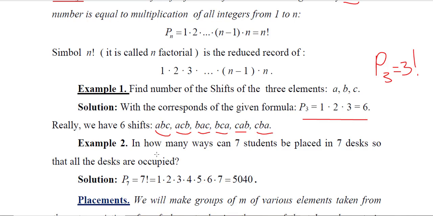Example number 2. In how many ways can 7 students be placed in 7 desks so that all the desks are occupied? So it's also shift. 7 students we have and 7 desks we have. So we need to change their order, their place, but not quantity. Yes. So here we have just 7 factorial, and it's equal to 5040. So we have 5040 ways to place our 7 students.